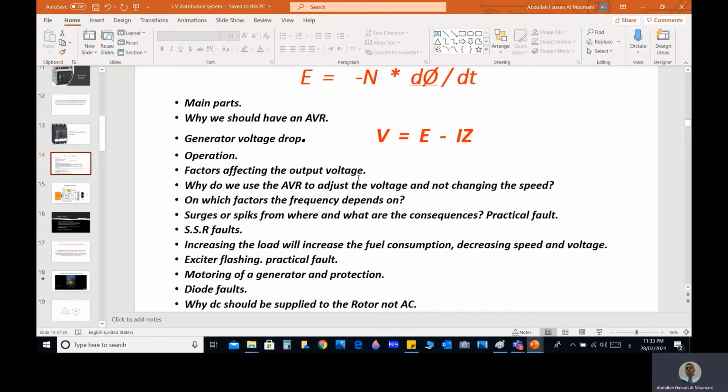In this video, we will explain the working principles of the brushless exciter. We will discuss some important expressions and components in the exciter. We will start by explaining the main parts of the circuit, then the operation, then some of the practical faults which happen on board ships.